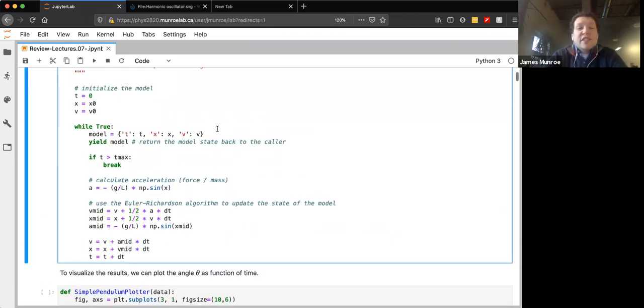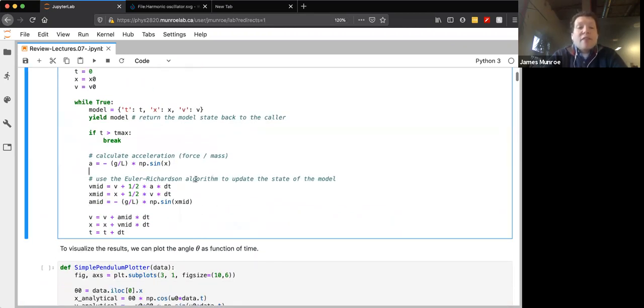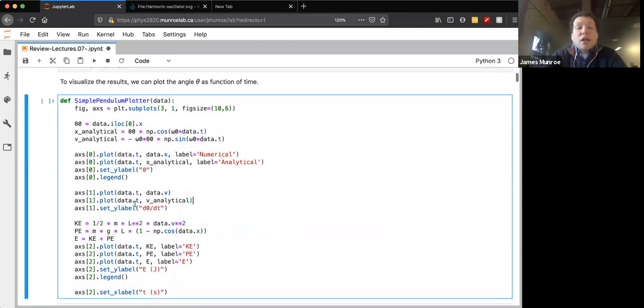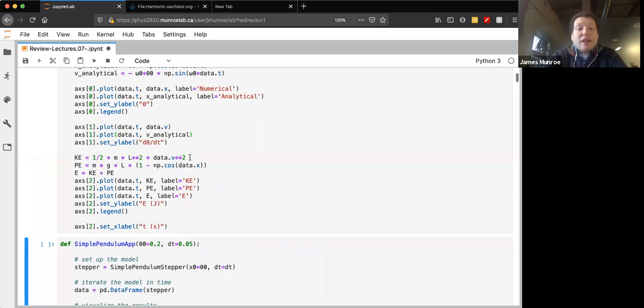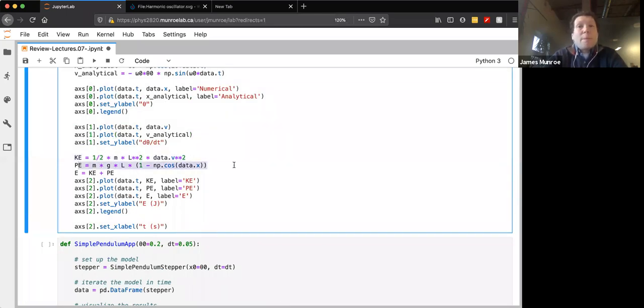So recognize that this is a stepper code. We need to have some plotting code. In this plotting code, I'm showing an example of how to compute the kinetic energy and the potential energy for a pendulum. I would always give you a formula for kinetic energy and a formula for potential energy. Your task would be to take an equation written in mathematical symbols and turn this into the appropriate line of code so that this plot would work.